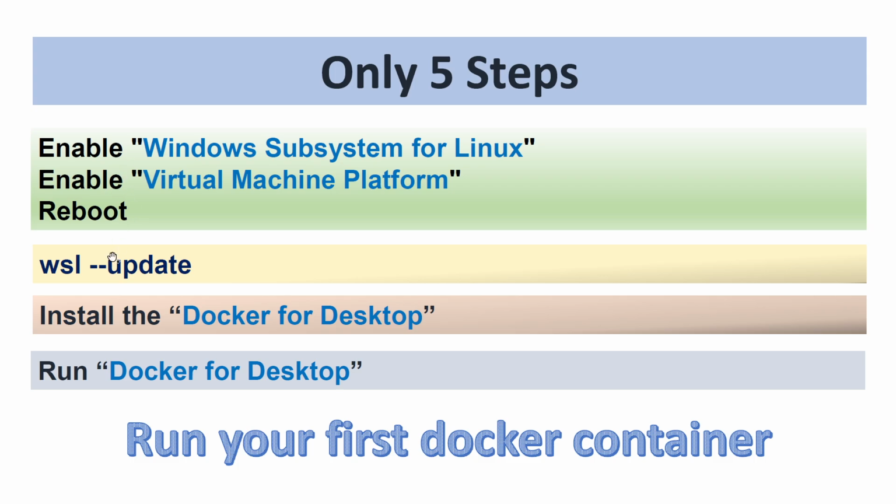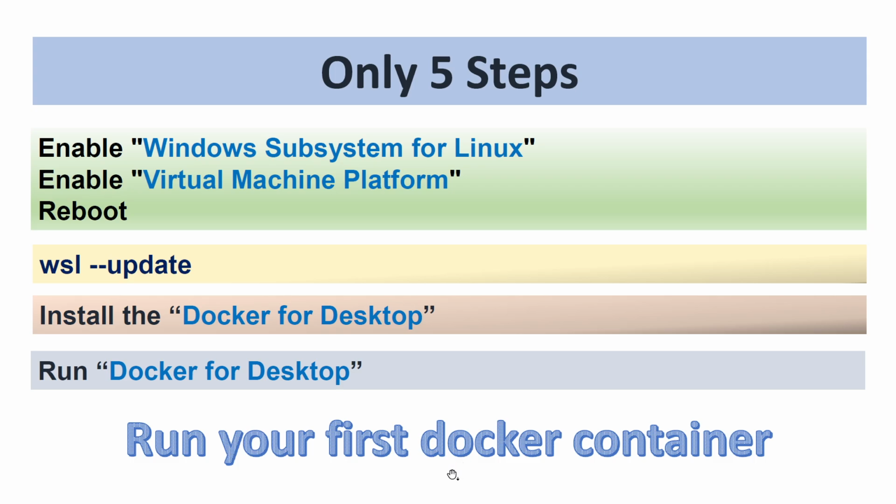Once that is done, log into the Windows machine and perform another step called WSL update. WSL stands for Windows Subsystem for Linux, so update that to the latest version. Once the update has been done, install Docker Desktop from the Docker official website, and then finally you are ready to run Docker Desktop, which will allow you to run your first Docker container.